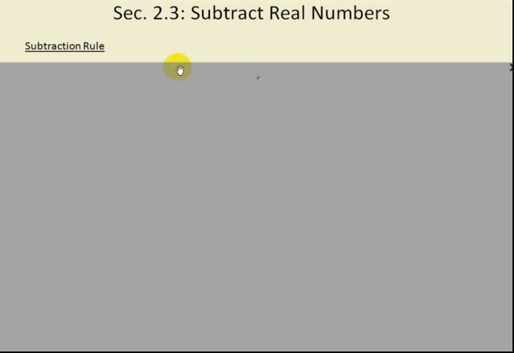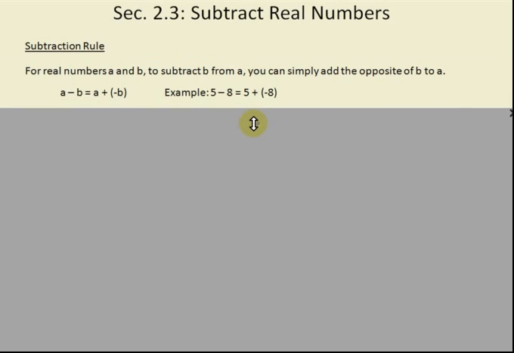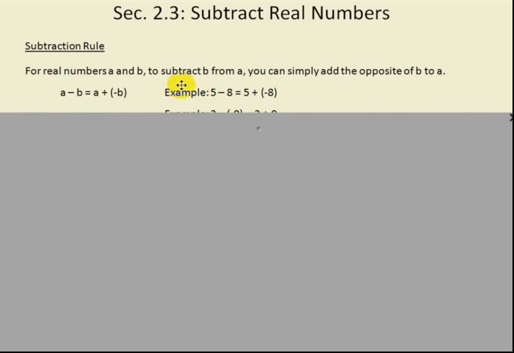So here is our subtraction rule. For real numbers a and b, if we're going to subtract b from a, we can just add the opposite of b to a. So instead of saying a minus b, we can equivalently say a plus the opposite of b. So now you don't even really need to know subtraction. All you need to be able to do is add real numbers, which of course you already know how to do.